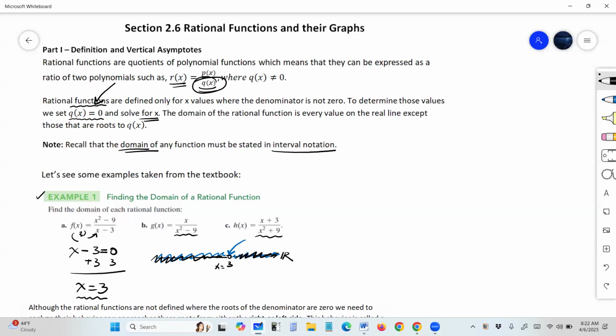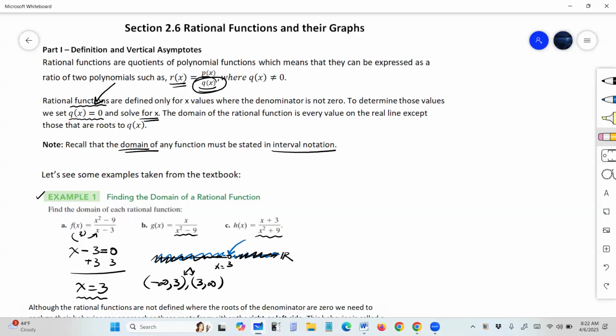So the domain is going to be all of the region that is highlighted here except the number 3. So we write it in interval notation: negative infinity, comma 3, union 3, comma positive infinity. Okay, so every number except the number 3. Remember the parentheses indicate that the number 3 is not included in the domain, whereas if you had written a bracket, the number 3 would be included. So we found the domain for the first function a: negative infinity to 3, and 3 to positive infinity.